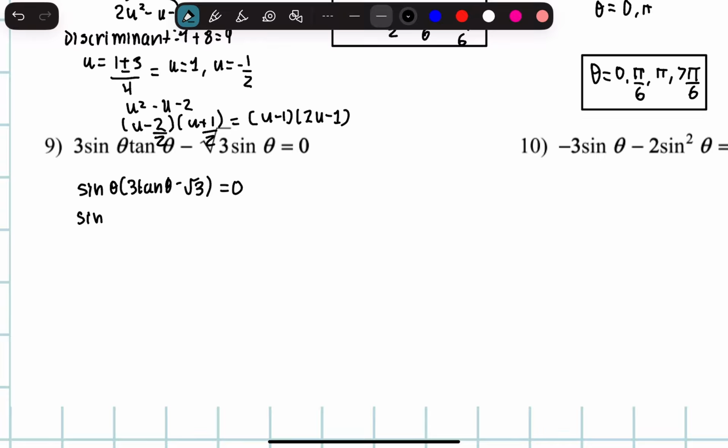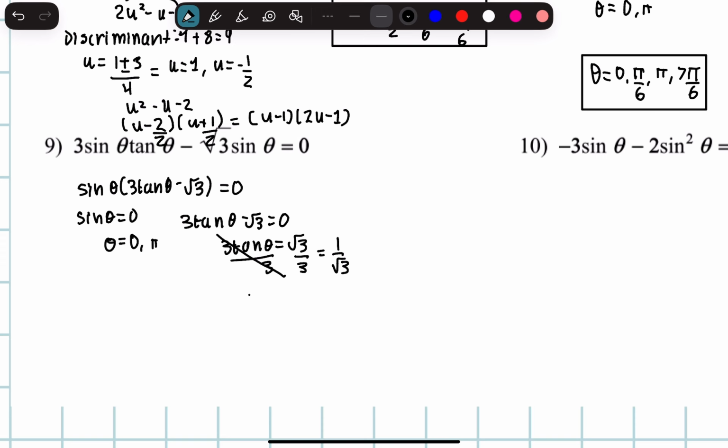So now we're going to have either sine of theta equal to 0, and that would mean the solution would be theta is equal to 0 or pi, or you would just set 3 tangent theta minus root 3 equals 0. 3 tan theta is equal to root 3, so tangent of theta is going to equal 1 over root 3.